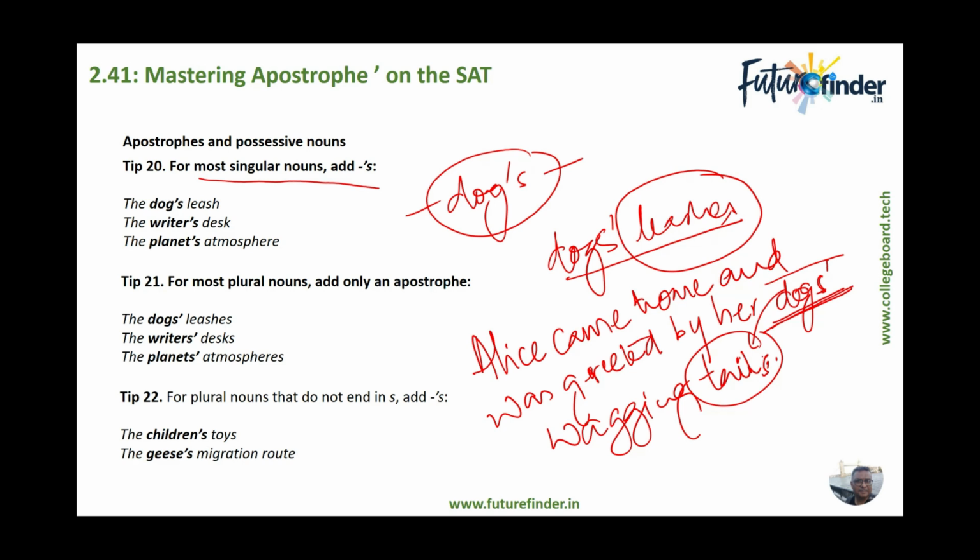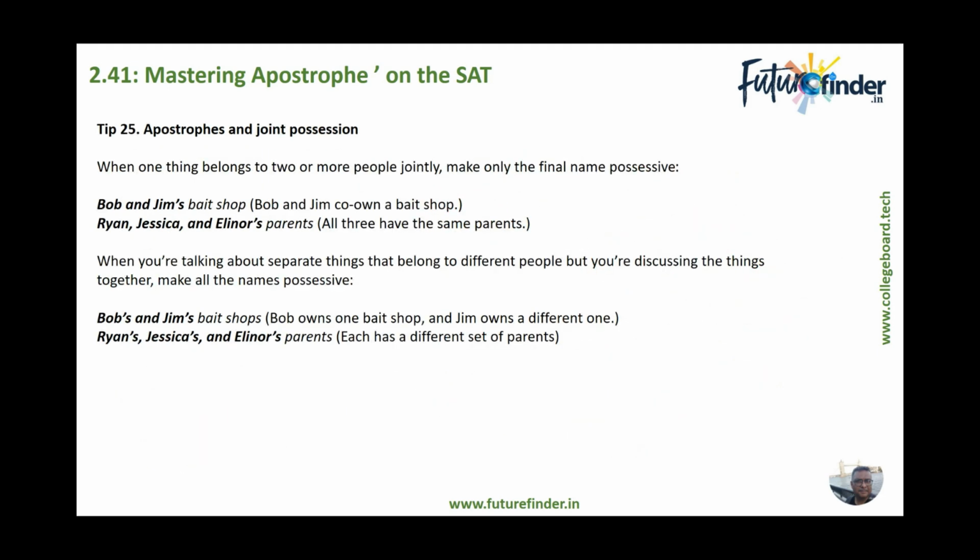And for plural nouns that don't end with an S, you have to add an apostrophe S. That goes without saying. So children, for example, is plural anyway. But if you want the possessive of children, then it has got to be children's, apostrophe S. Similarly, geese's, right? So this is how the rules of the apostrophe go.